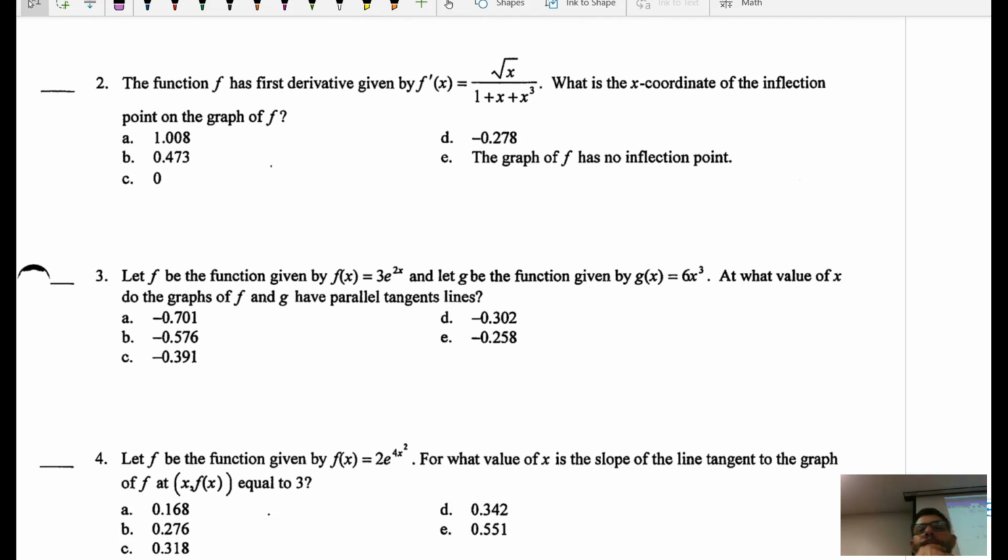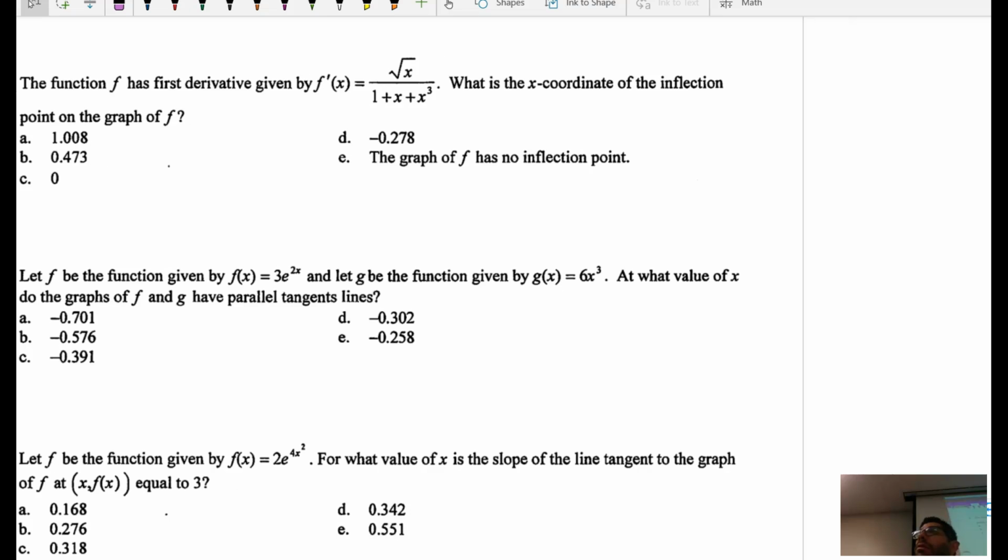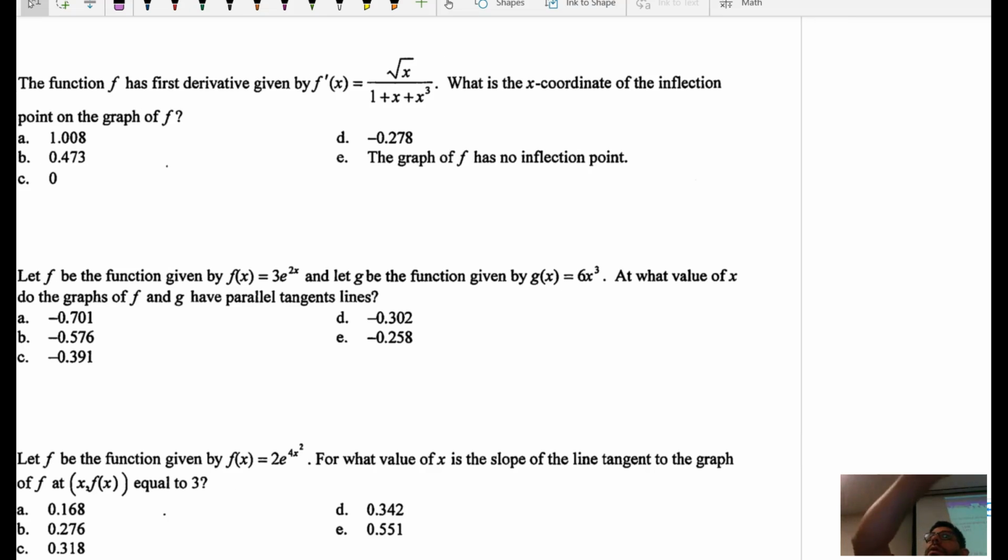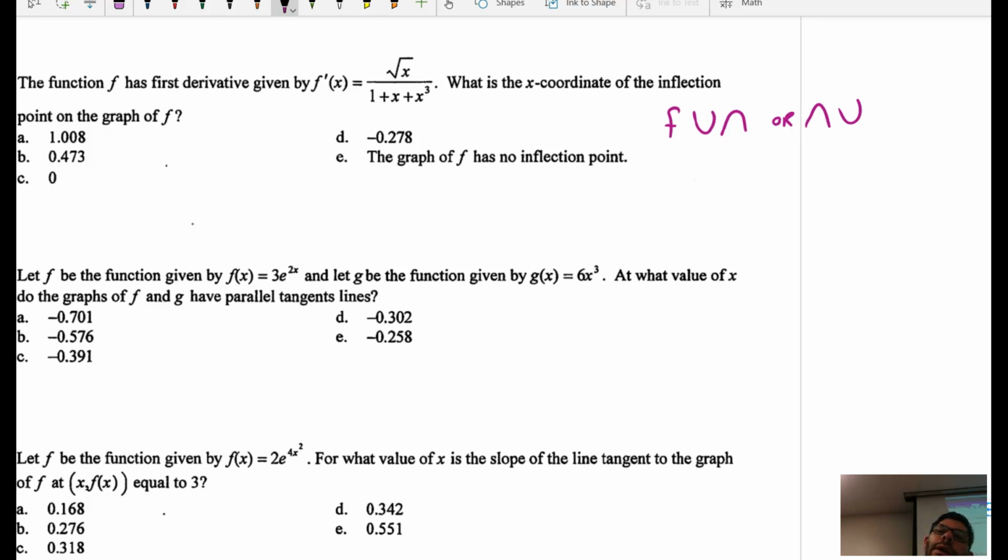Keep going. Okay, the next one, derivative is given. It says, what's the x-coordinate of the point of inflection? So then, this is f prime. How would I figure out what is a point of inflection? Somebody said it over here. Concavity changes. So f changes from up to down or down to up.